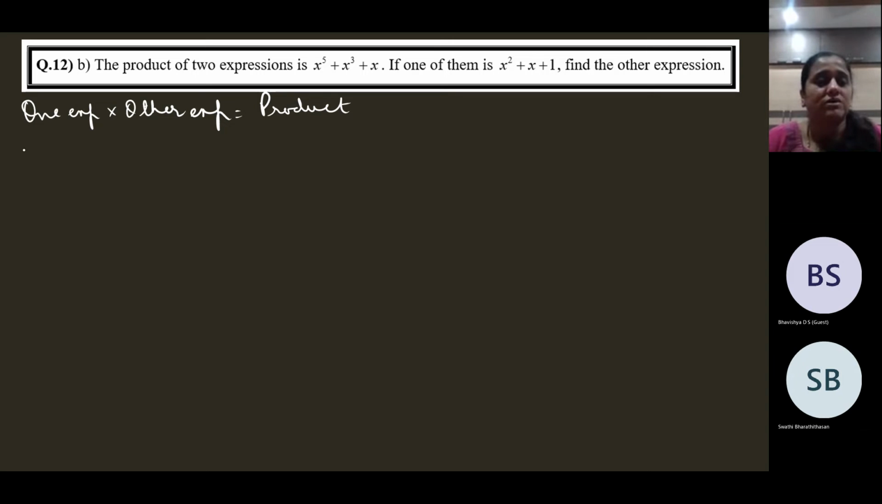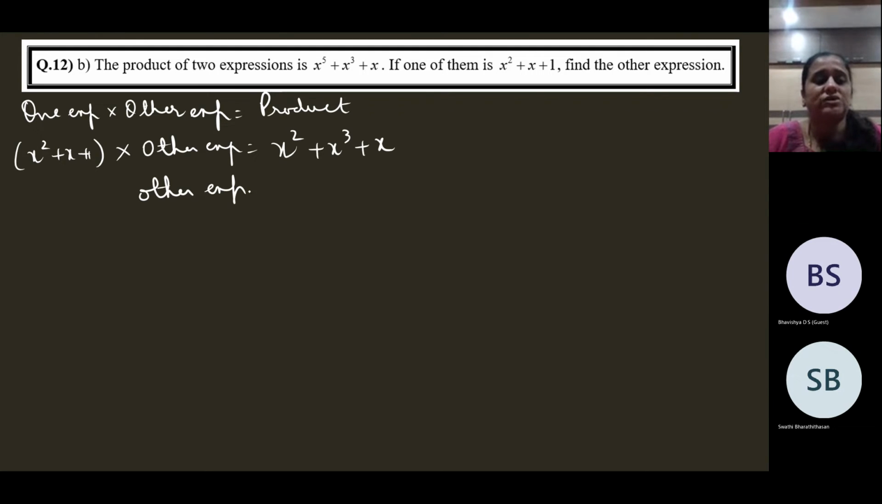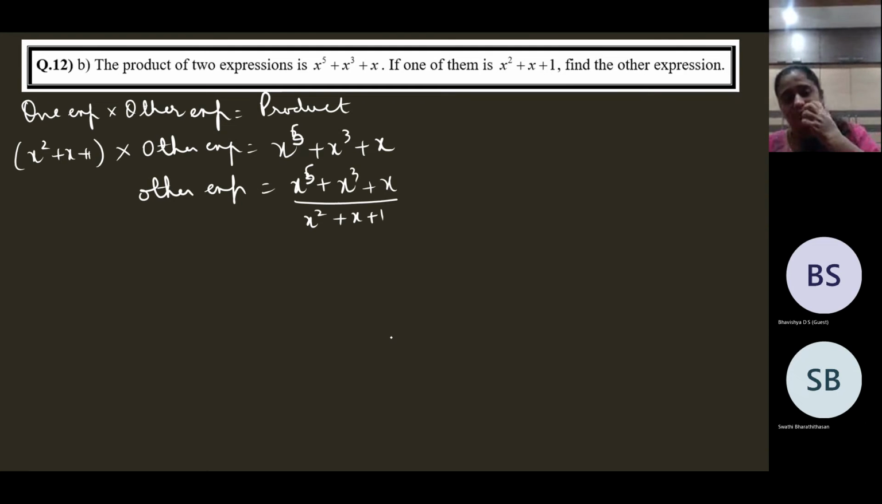What is one expression? x square plus x plus 1, into the other expression is equal to the product, which is x to the power 5 plus x cubed plus x. So the other expression is equal to x to the power 5 plus x cubed plus x divided by x square plus x plus 1. Yes or no, children? Yes, ma'am. Now do the division.